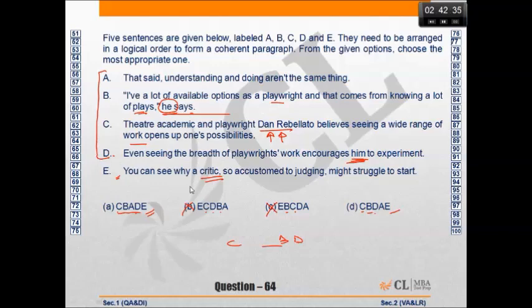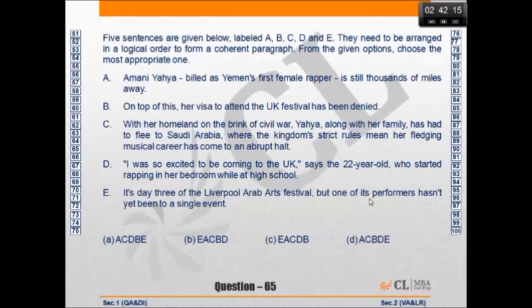D, even seeing playwright works. I would believe that A should come after D, that C, B, D have to be together. What my initial feel was, yes, C, B, D should be together. Let me just quickly go through it. Even seeing the breadth encourages him to experiment. That said, understanding and doing are not the same thing. Yes, choice D.